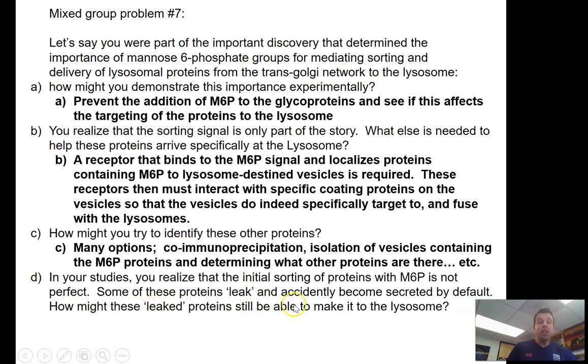In your studies, you realize the initial sorting of proteins with M6P is not perfect. Some of these proteins leak and accidentally become secreted by default. How might these leaked proteins still be able to make it to the lysosome? Well, I'm not going to answer this one for you. The answer is actually earlier in this video, but think about that and try to answer that together as well.